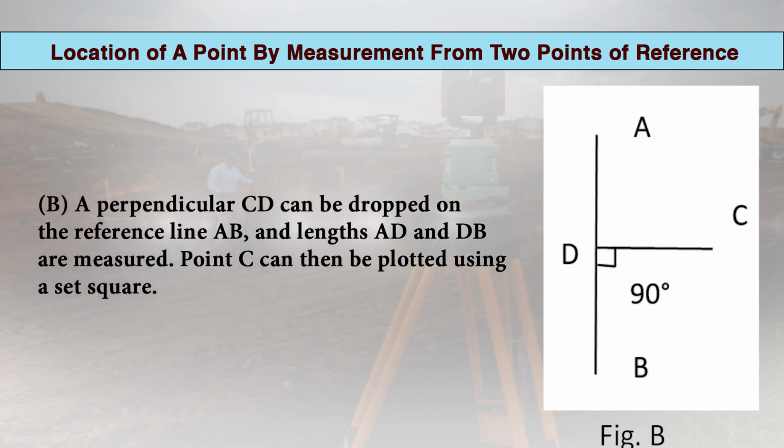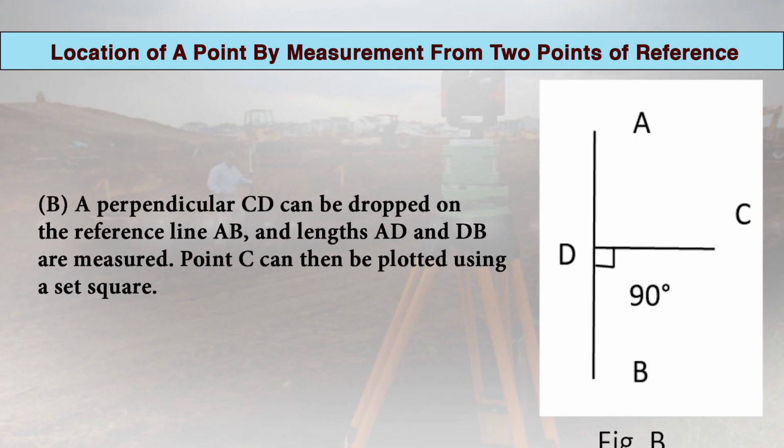The second method is that a perpendicular CD can be dropped on the reference line AB and lengths AD and DB are measured on the ground. Now what will happen? When we plot this point D on the sheet, point C can be plotted using a set square. We can see in this figure.